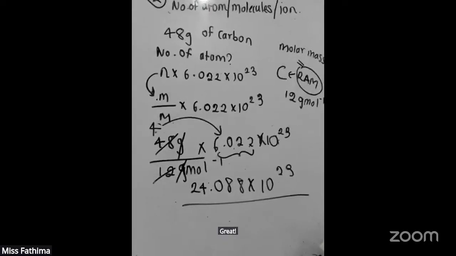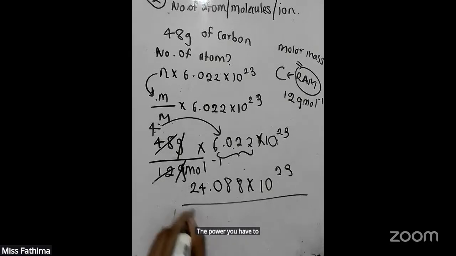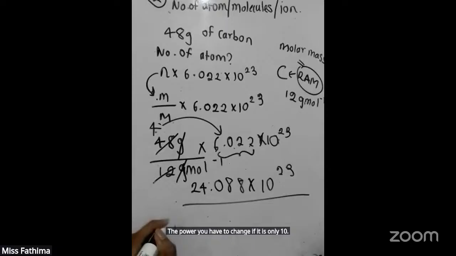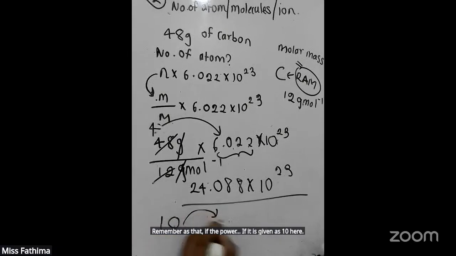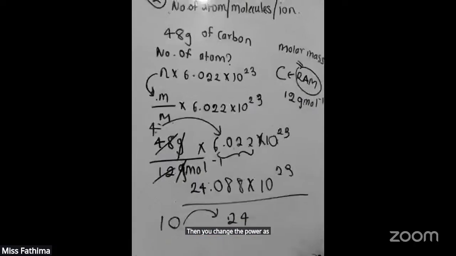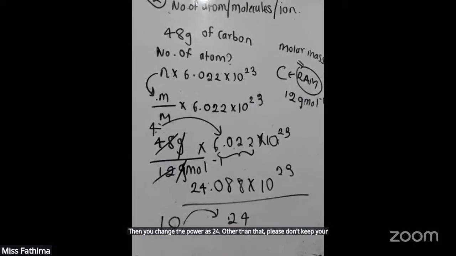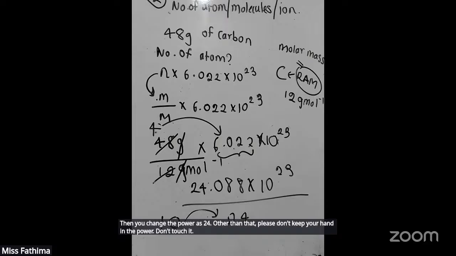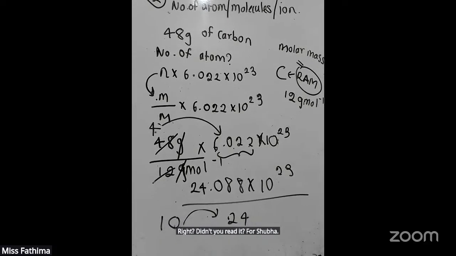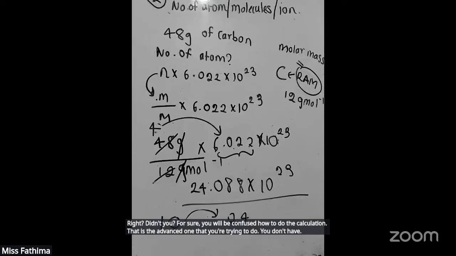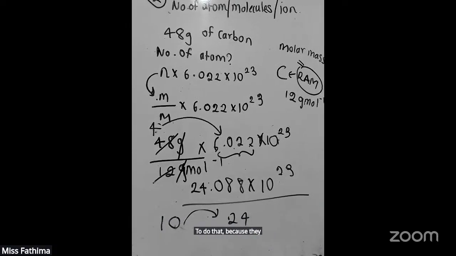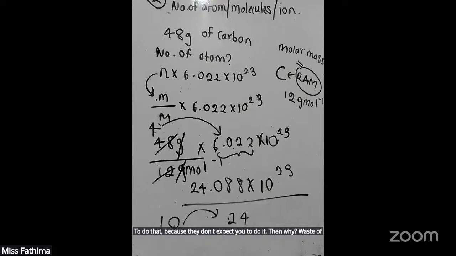The power you have to change if it is only 10. Remember that. If the power is given as 10 here, then you change the power as 24. Other than that, please don't keep your hand in the power. Don't touch it. Then you will for sure be confused about how to do the calculation. That is the advanced one that you are trying to do. You don't have to do that because they don't expect you to do it. Then why waste energy? You don't have to try.